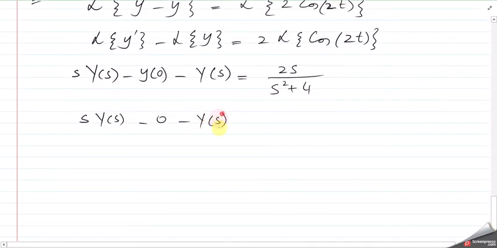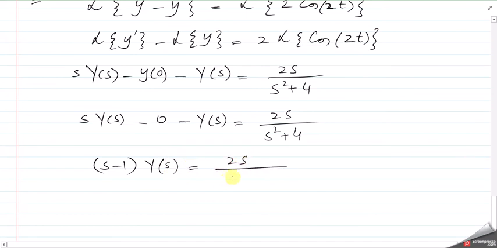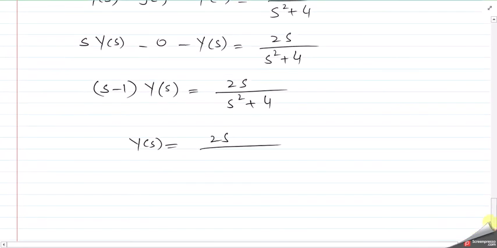Minus Y of s equals 2s over s square plus 4. Now we take Y of s common. These are kind of standard steps, as you notice in the previous question and in this question, more or less very standard steps. We are doing almost exactly the same steps. Now we write Y of s equals 2s over s minus 1 times s square plus 4.